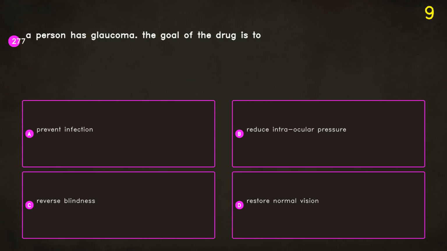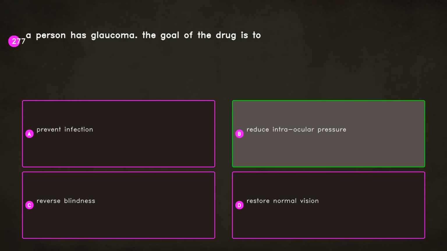Question 277. A person has glaucoma. The goal of the drug is to A. Prevent infection. B. Reduce intraocular pressure. C. Reverse blindness. D. Restore normal vision. The correct answer is reduce intraocular pressure.